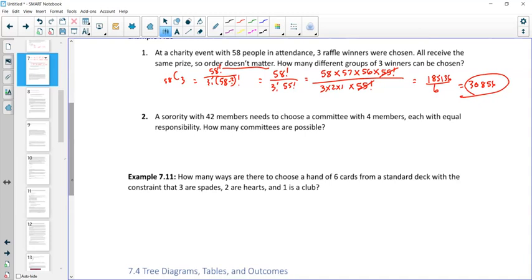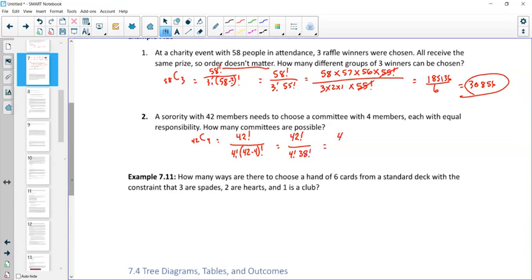Okay, so now we have a sorority with 42 members needs to choose a committee with 4 members, each with equal responsibility. How many committees are possible? Equal responsibility for each member means order does not matter. So we're taking 42 and we're choosing 4. So I have 42 factorial over 4 factorial times 42 minus 4 factorial. 42 factorial over 4 factorial, 38 factorial.